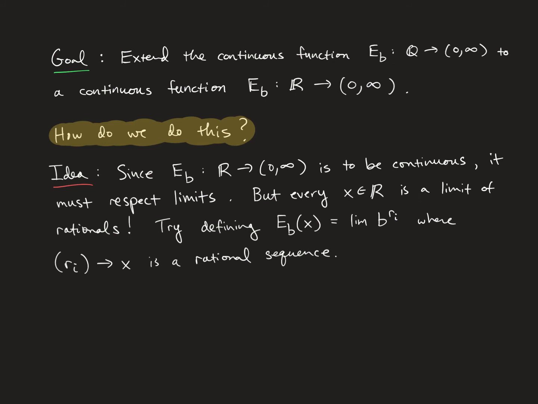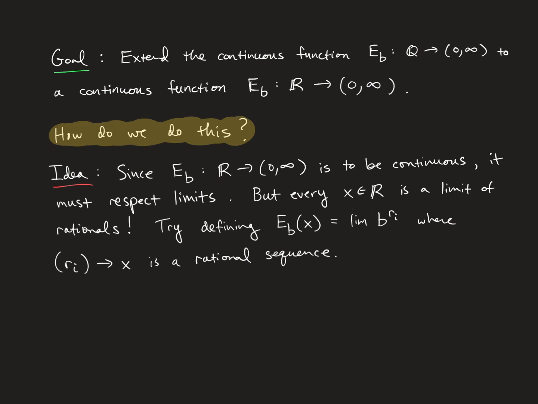Okay, so we need some idea of how to do this extension. So how do we do this? Well, there's a more or less natural idea, which comes from the fact that since this extension is to be a continuous function, it has to respect limits. If we apply the function along a convergent sequence, then the function values have to be converging to the value of the function at the limit point. But every real number is a limit of rationals, right?